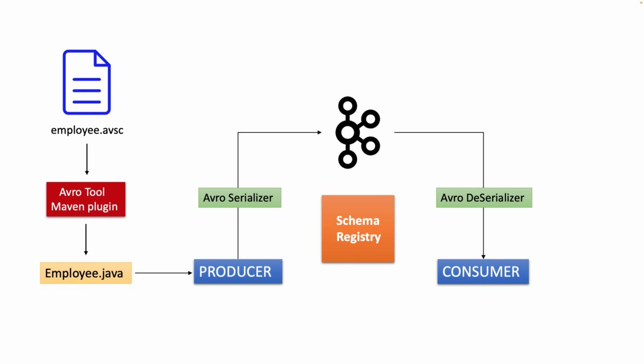What schema registry does is store your schema. So when the Avro serializer serializes the record, it first validates and stores the schema in the registry. Then when the Avro deserializer deserializes, it first takes the schema from the registry, validates it with the messages and then deserializes it back to an object.